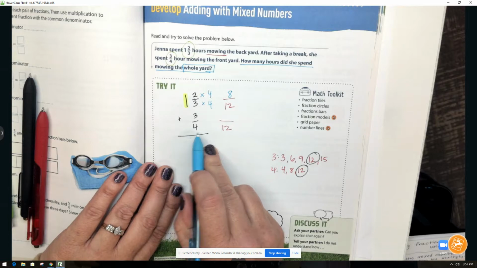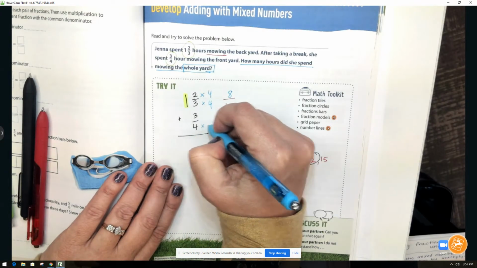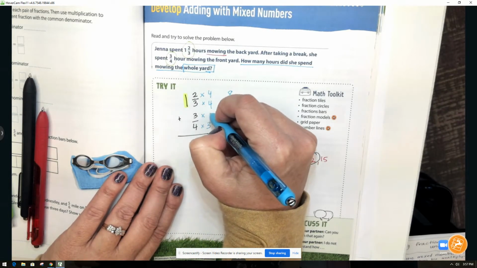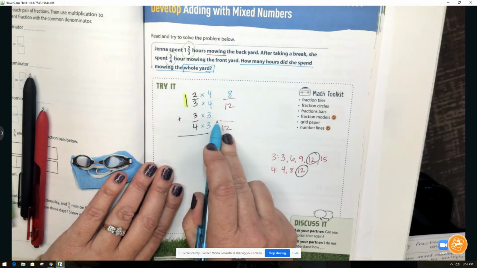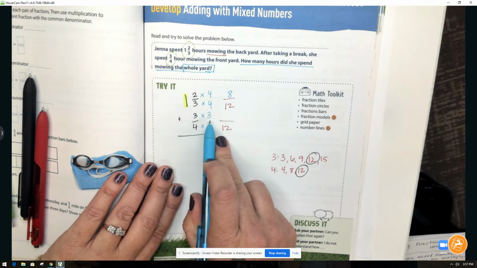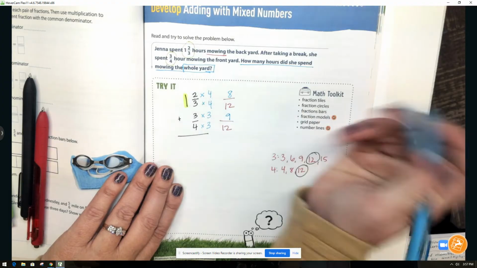Then, what do we multiply 4 by to get 12? We multiply it by 3. So we need to make our numerator also multiply it by 3. 3 times 3 is 9.